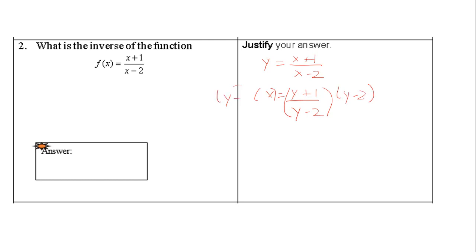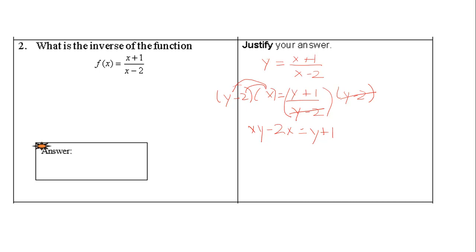Excuse my penmanship, I'm getting used to writing with this new fancy pen. Okay, so remember we need to distribute. So I have xy minus 2x is equal to y plus 1. Remember, these cancel out. Now, whenever I'm solving for a variable, I need all the terms with that variable on one side and everything else on the other side.